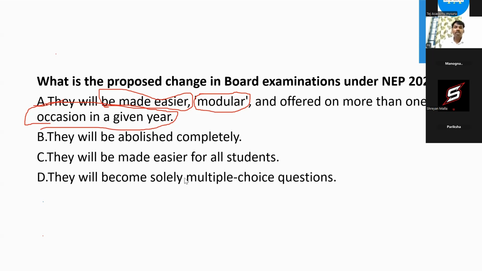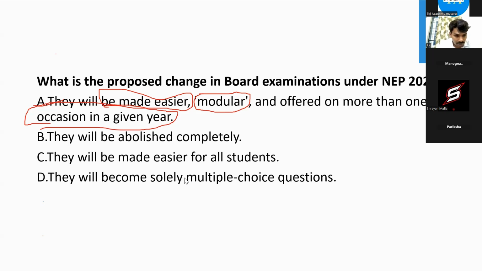Yes, by modular, they're saying that they will give students more options. That is, they can attend exams more than once, on more than one occasion, or they might also be planning to change the subject-wise structure or something else. What you can do is visit the NEP 2020 PPT and go through it, where we have mentioned what they mean by this term modular.